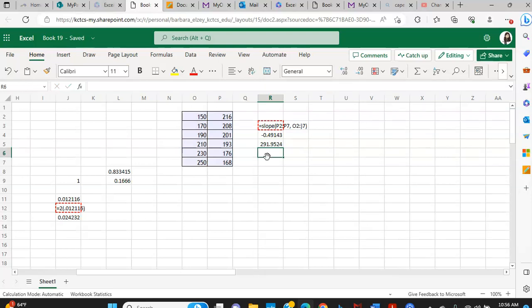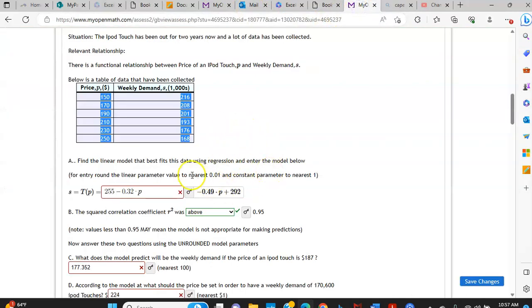So I'm going to write these down. M is negative 0.49143, and the y-intercept is 292. And let's see what they wanted us to round those to when we put them in. It says round the linear parameter value to 0.01, which would be negative 0.49, and the constant to a whole number, so 292.